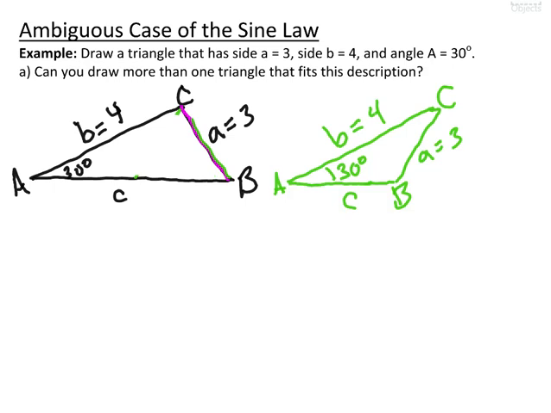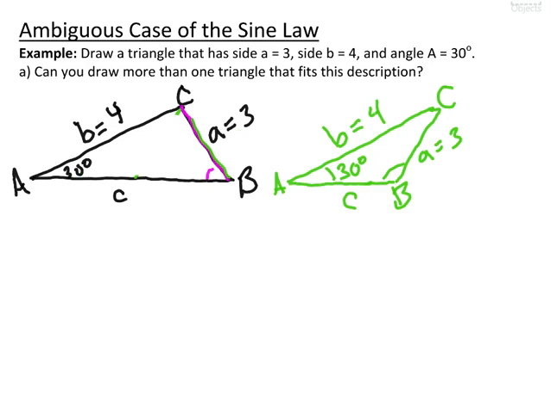One has angle B as an acute angle, a small angle in here. The other has angle B as an obtuse angle. And they both fit the same description. So this is the ambiguous case of the sine law. It comes up anytime you have two sides that you know and one opposite angle.